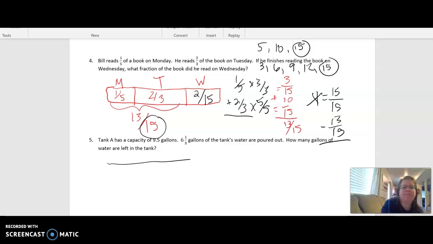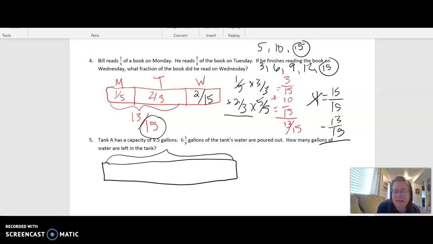So, tape diagram. I'm going to get you started. Okay. The whole tank is how many gallons? Capacity means how much it holds. So how many gallons does this tank hold? Tank A has a capacity of 9.5. There's a point there. Okay. Now, 6 1/3 gallons of the tank are poured out. So how many gallons of the tank are left in the tank?